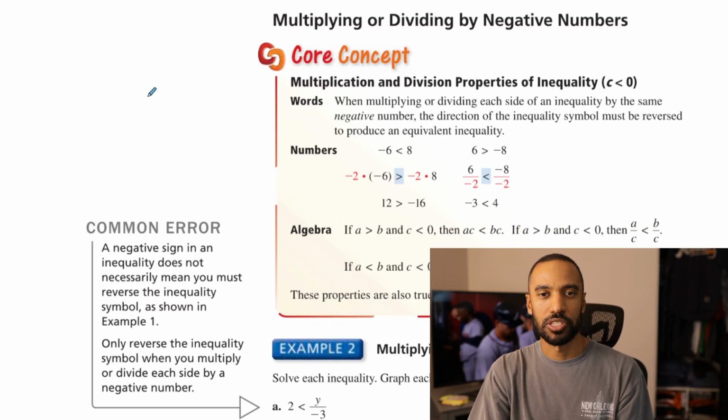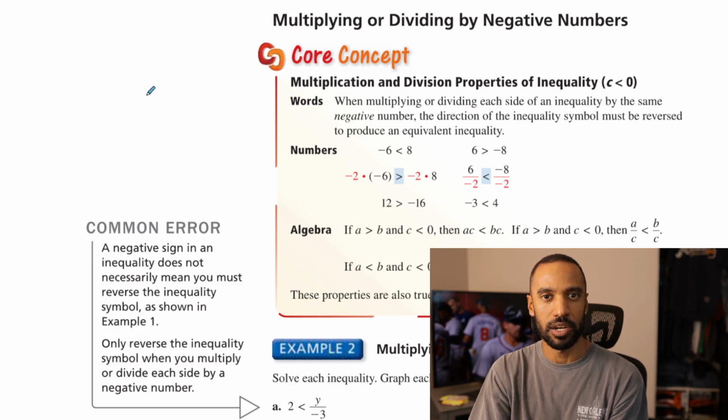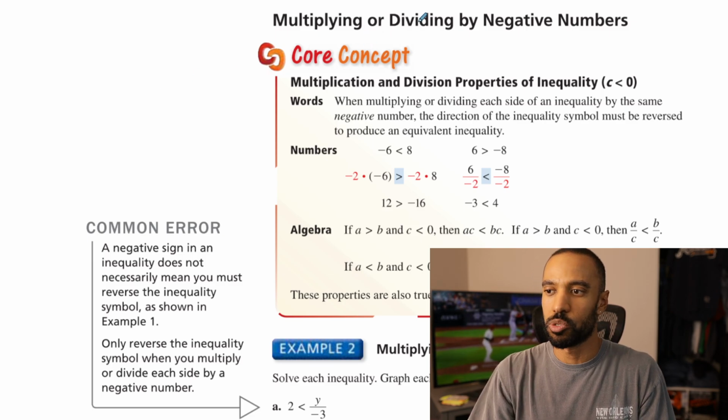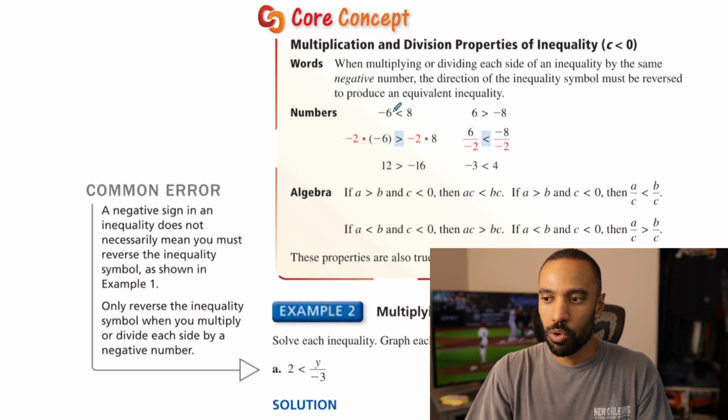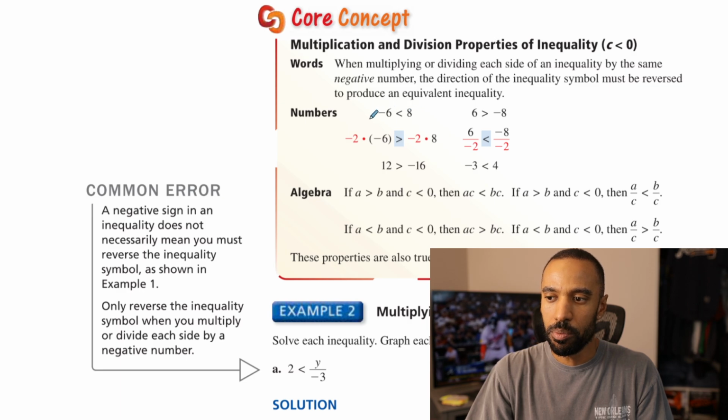Now, that was with positive numbers, as we multiplied both sides by it or divided both sides by it. Now, what if you multiplied or divided both sides by a negative number? Take a look at the original set. Negative 6 is less than 8. What if we multiply by, say, negative 2?